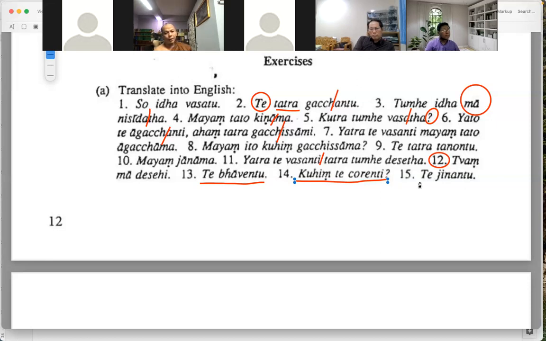And then they, Jina means conquer, and do is imperative verb, third person, plural. So may they conquer or may they win, or let them win. Okay, so now these are how Pali sentences translate into English.